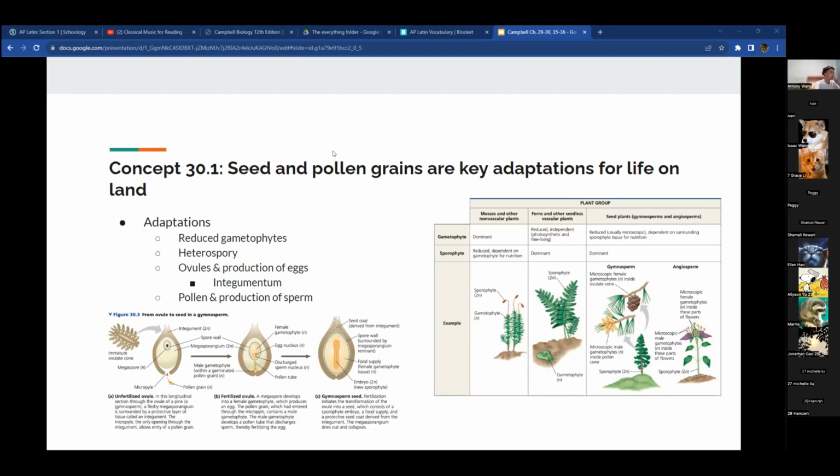The seed is important because it protects the zygote from desiccation. As you'll see, a lot of these adaptations guard against dehydration, desiccation. And yeah, adaptations reduce gametophytes.